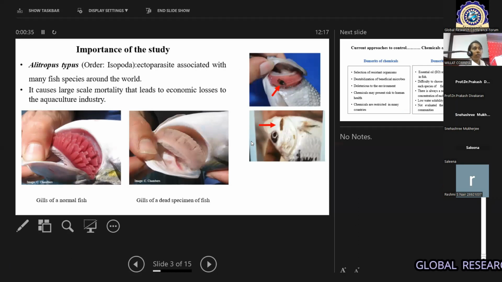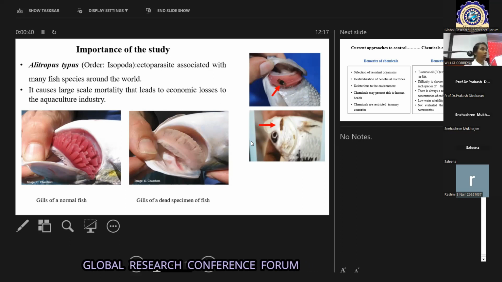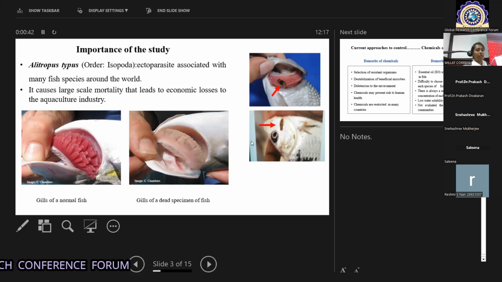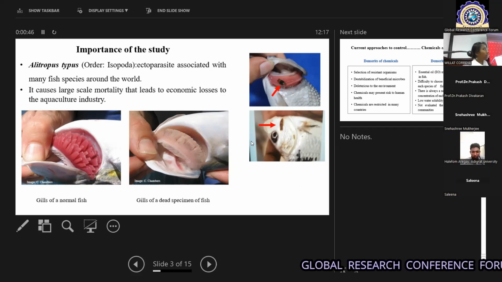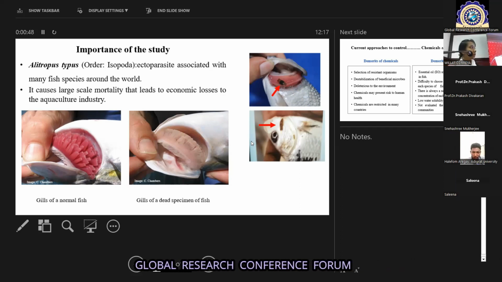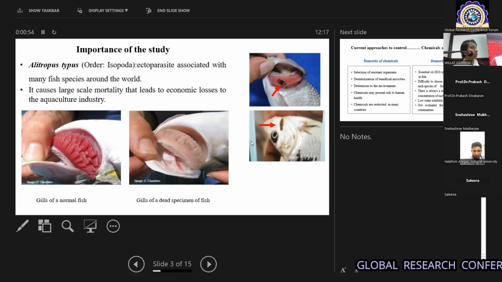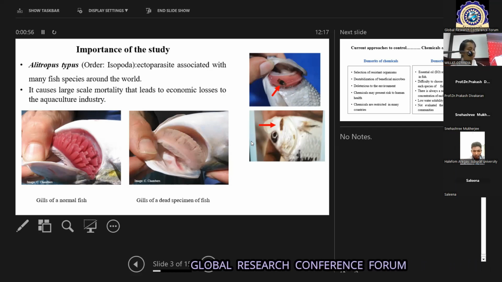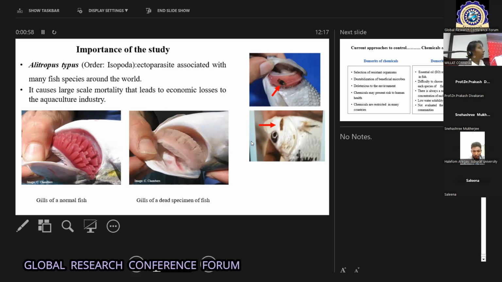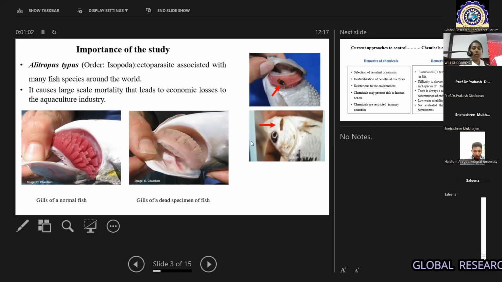This Alitropus typus is an ectoparasite associated with many fish species around the world. It causes large-scale mortality that leads to economic loss to the aquaculture industry. This parasite attaches to the gills of the normal fish, as the first figure shows. The second figure shows the gills after the parasite attaches to the fish. This parasite sucks the blood of the fish, ultimately causing the death of the fish.